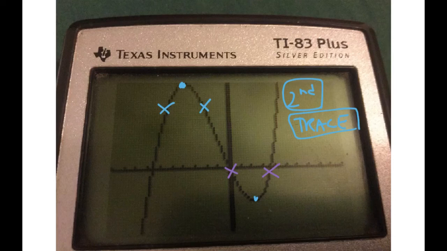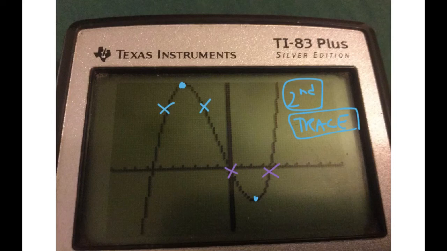When it says guess, hit enter again, and it tells you, well, my calculator says 1.99999. You should know that's 2. So it really does tell me that the minimum is at 2, -28. You don't have to use the maximum minimum functions. We'll practice that more in class.